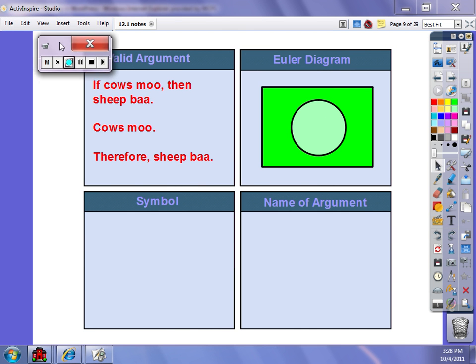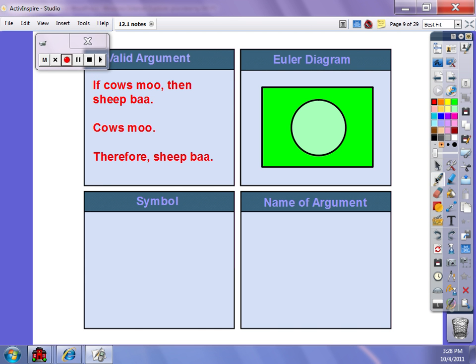Okay, today in class we talked about arguments. We talked about two types of valid arguments and two types of invalid arguments. So I'm going to quickly go through those four examples that we talked about today in class.